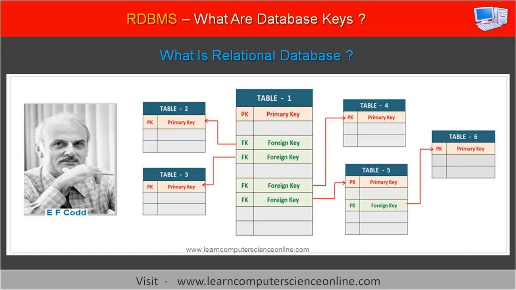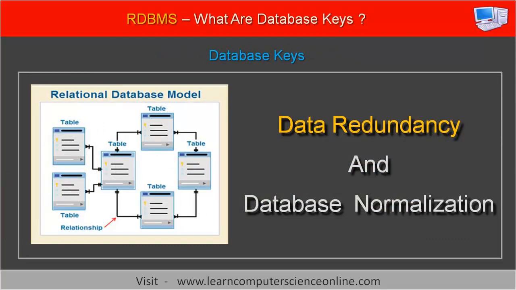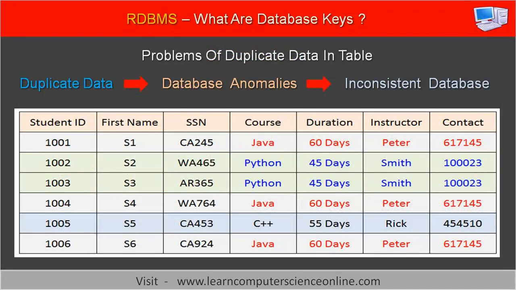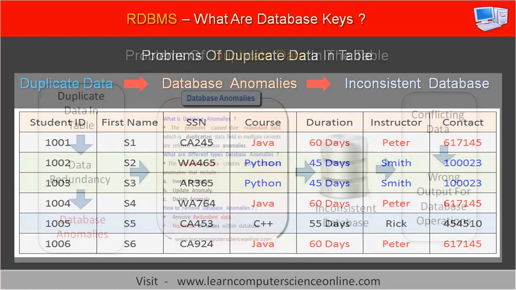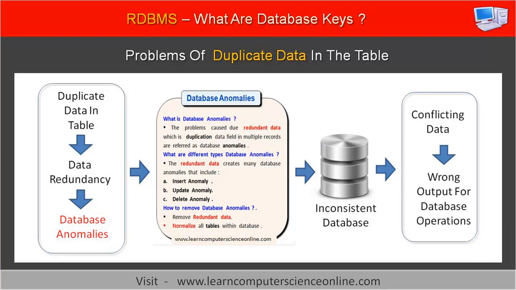Before we start the discussion on the various database keys used in the DBMS, let us first understand the problem of data redundancy and how database normalization can fix this problem. The presence of duplication of data in the database tables is the root cause of many potential problems for the database designers. The duplication in tables creates the problem of various database anomalies. The database anomalies, in turn, create a problem of the inconsistent state of the database. The inconsistent database contains data that is conflicting, and this gives inaccurate results of the database queries and other database operations. The database normalization provides a solution to all these problems caused due to the data redundancy.